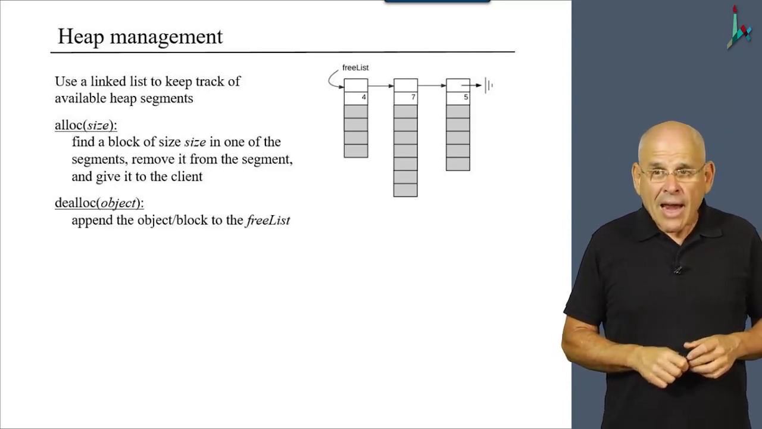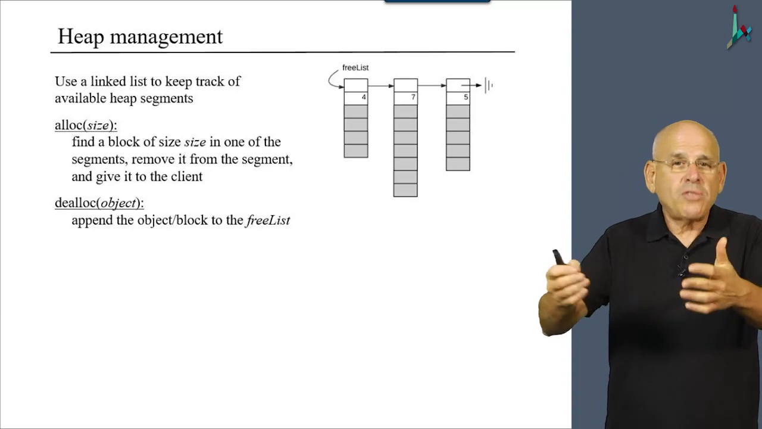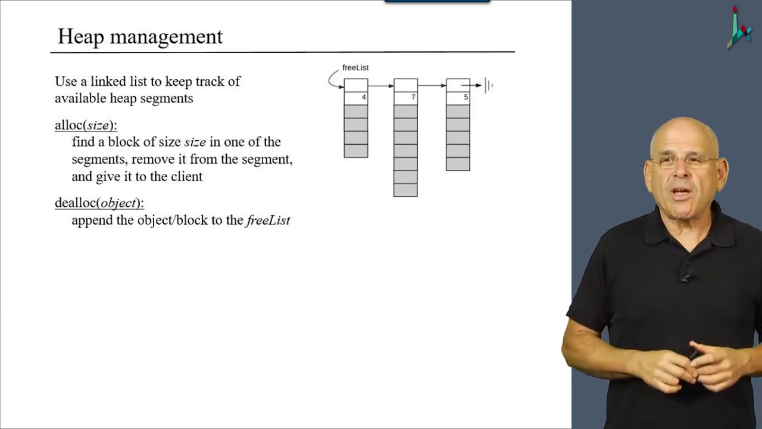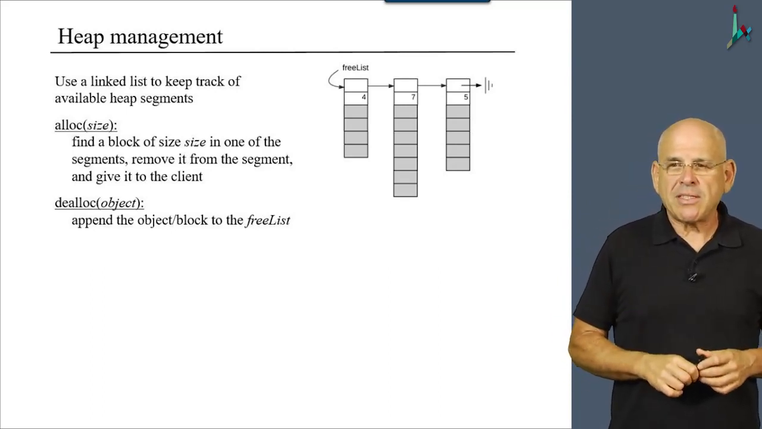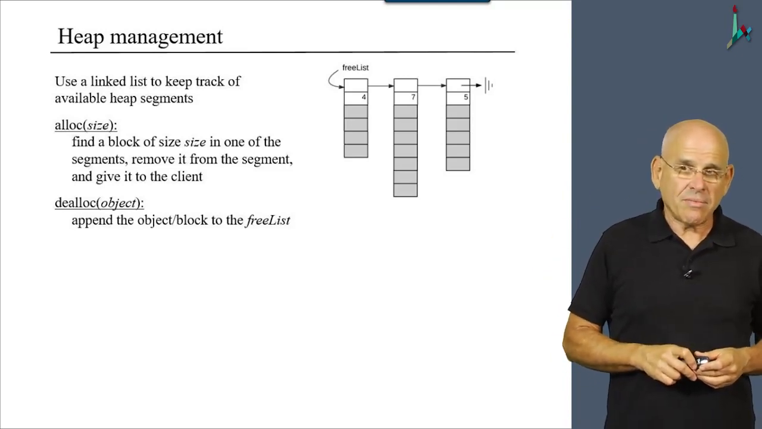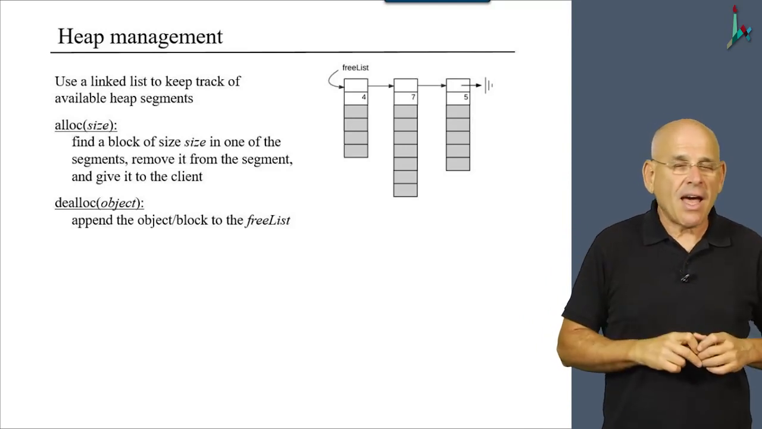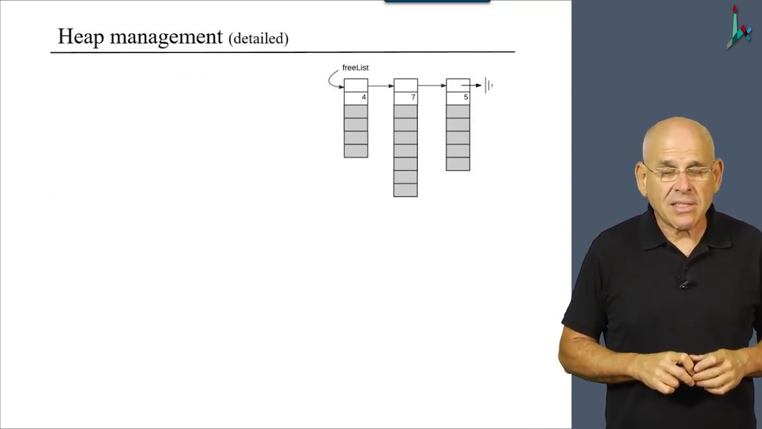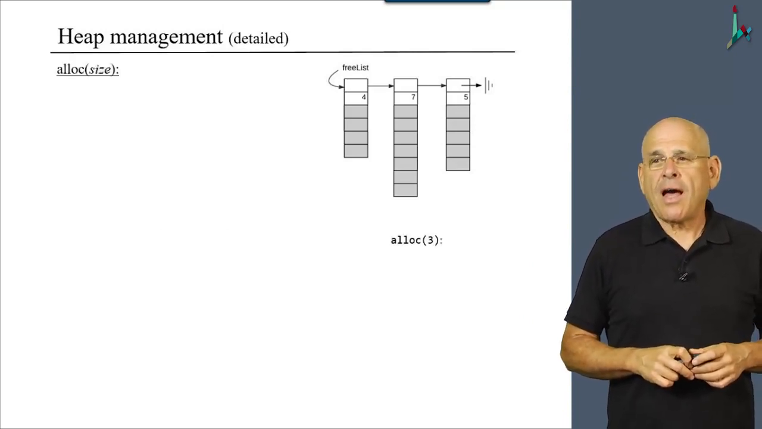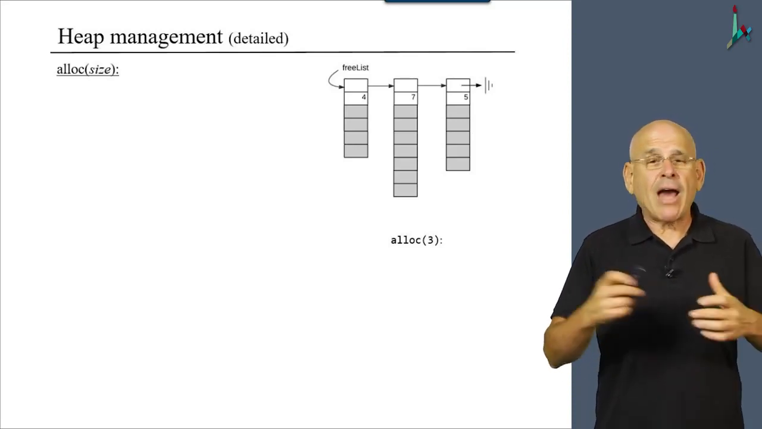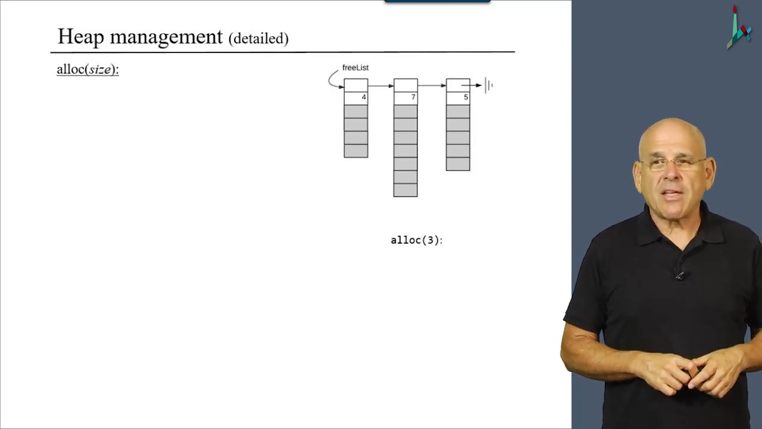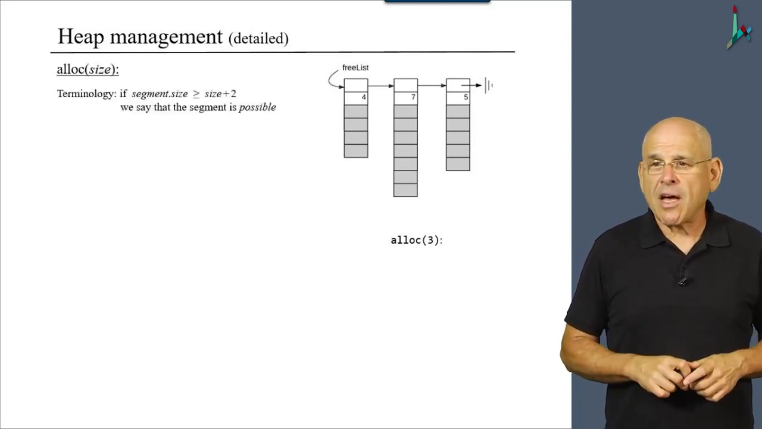What do we do with dealloc? If someone says dealloc object and gives us some address in memory, we can take the block of which this address is the base address and simply append it to the end of the free list. So that's the basic idea of what we're going to discuss next in detail. All right, so let's start with alloc. Suppose that someone comes along and says alloc 3. Give me a RAM block of size 3. How do we service this call?